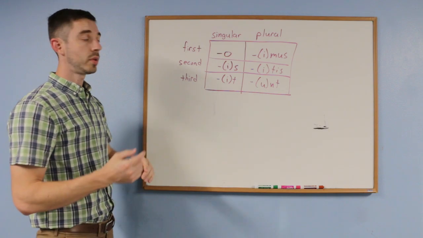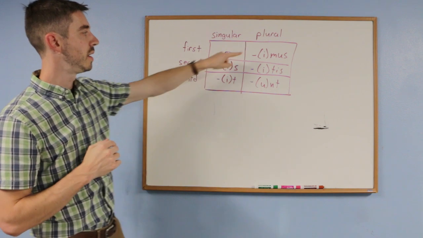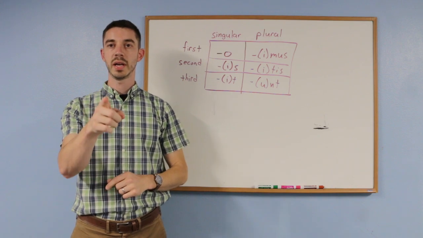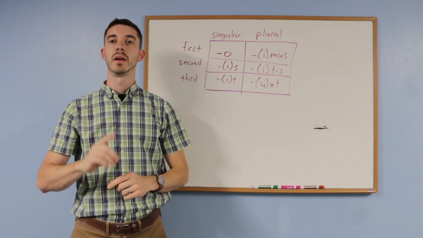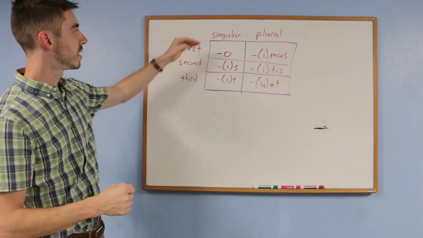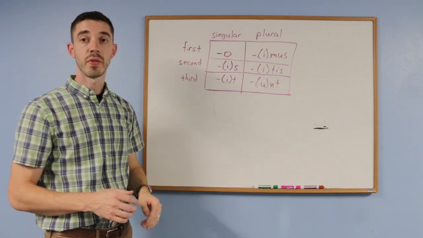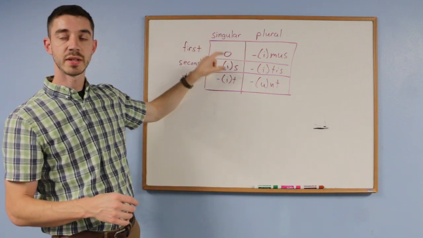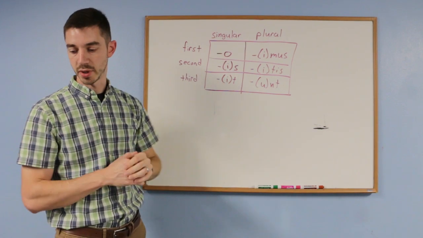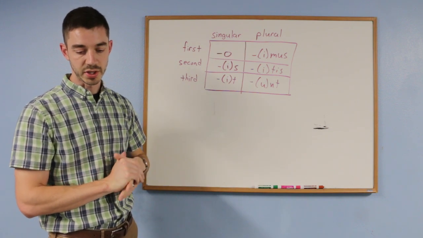So you can think in your head, when you see these endings, o, s, t, mus, tis, nt. You can do the same motions. O, s, t, mus, tis, nt. Because those are talking about people. Who did the action? So that is why we have present tense verb endings. We have different endings to say who is doing something. And we're going to do a lot of examples of that here in just a bit.